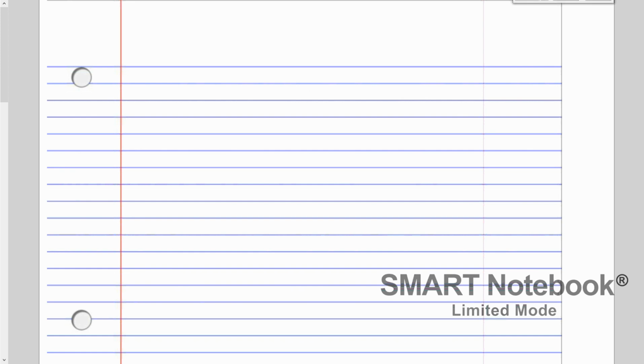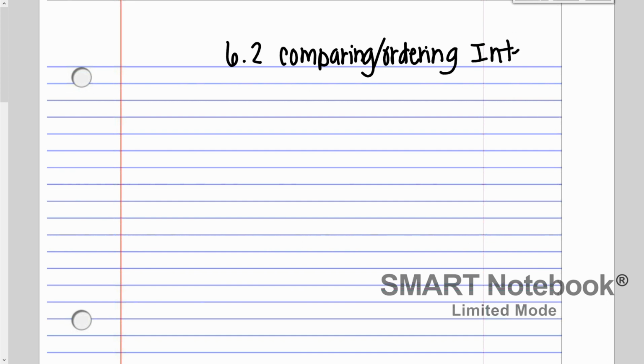Today we're going to learn how to compare and order integers. So this is section 6.2 in Big Ideas, and it's comparing and ordering, like from least to greatest, integers. Okay, first let's review what are integers.